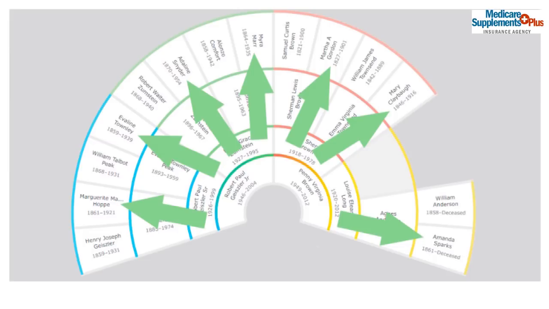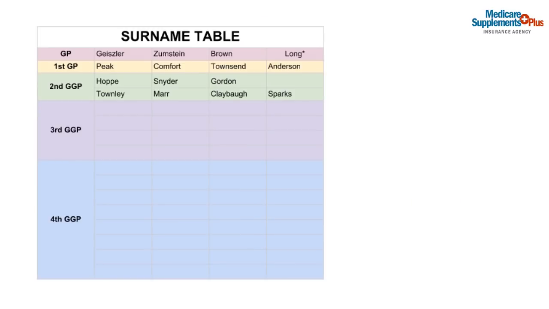Now back to the chart, we're going to go to the second great grandparents. Again, I don't need Geisler, Peak, Zumstein, Comfort because they're already on that chart. I'm just going to pick up the additional maiden surnames, which are Hopi, Townley, Snyder, Marr, Gordon, Claybaugh. I have to skip. And then finally, Sparks. So here's that blank. Anytime there's a blank, what that means is I don't know what that surname is. So I will have blanks perpetuated in this line, obviously, because that biological father's line is not known.